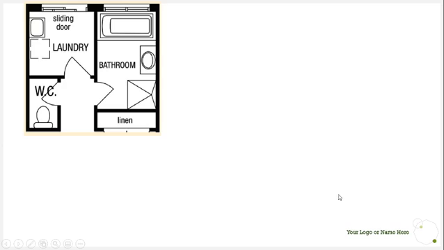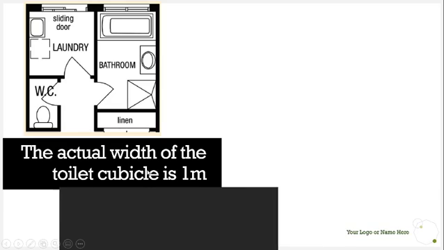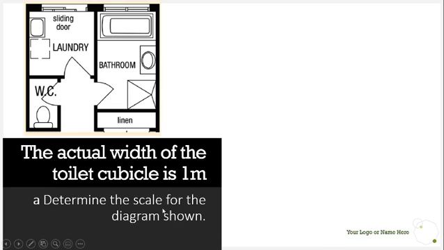All right, then we look at something else, and they say the actual width of the cubicle toilet is 1 meter. Okay, so the cubicle. So now we go, all right, well then let's determine the scale for the diagram shown. We need diagram and actual. So we're going to get out a ruler, we measure it. We know our actual is 1 meter, and it's actually 1 centimeter.